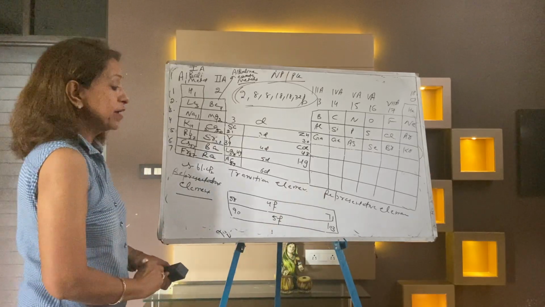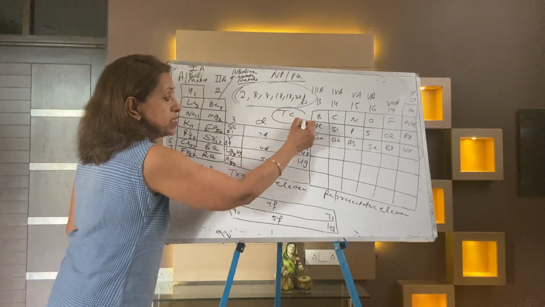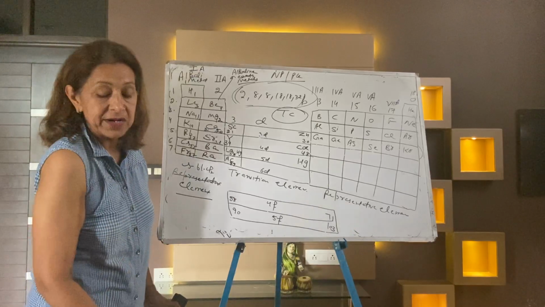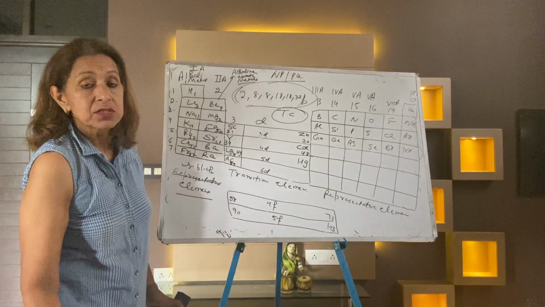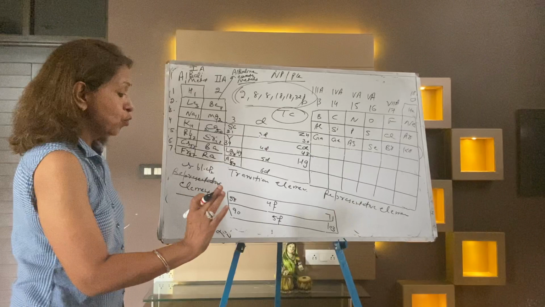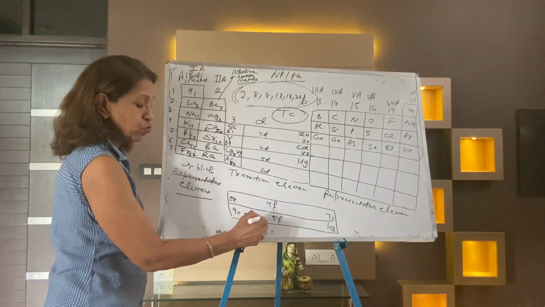First man-made element is technetium. You may write, please: first man-made element is technetium. Up to 92, here 91, 92. 92 is uranium.